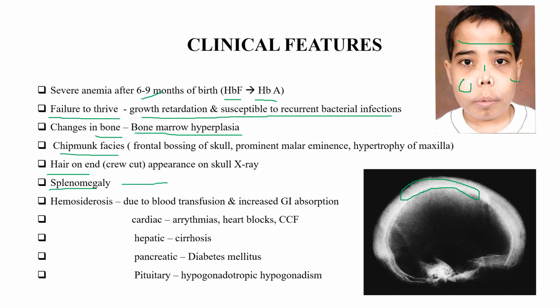And due to iron overload, this iron overload is because of blood transfusions and increased GI absorption of iron, resulting in the form of hemosiderosis. So it mainly affects the cardiac, hepatic, pancreatic and pituitary organs. In cardiac, it causes arrhythmias, heart blocks and CCF. In liver, if it deposits, it leads to cirrhosis. In pancreas, it causes diabetes, and in pituitary, it causes hypogonadotrophic hypogonadism. These are the clinical features of beta thalassemia major.